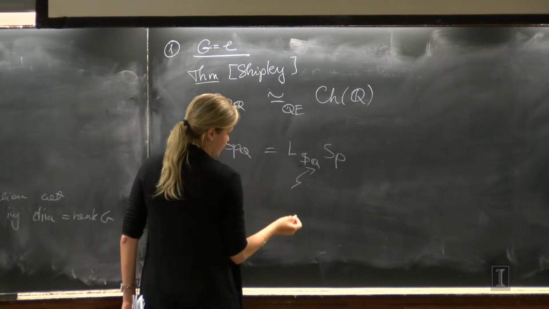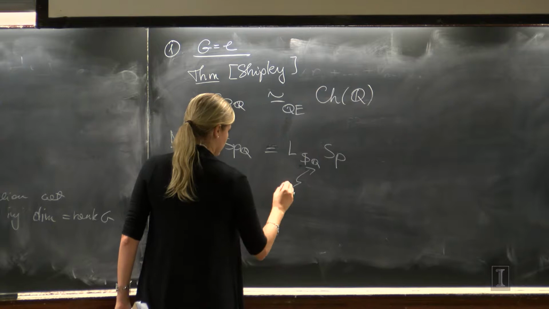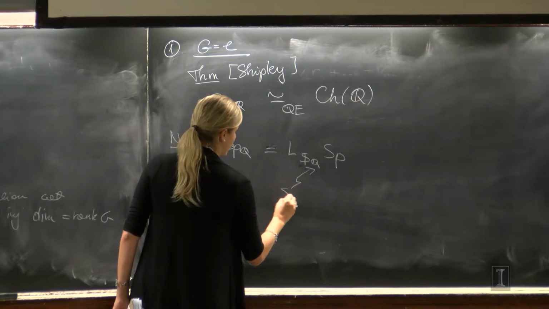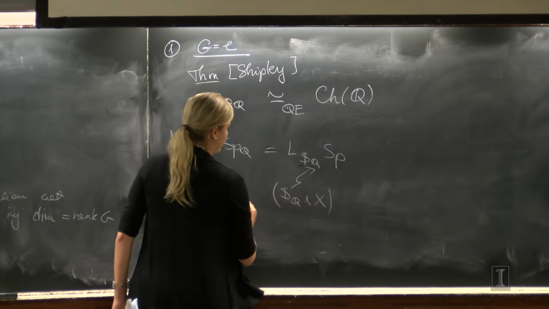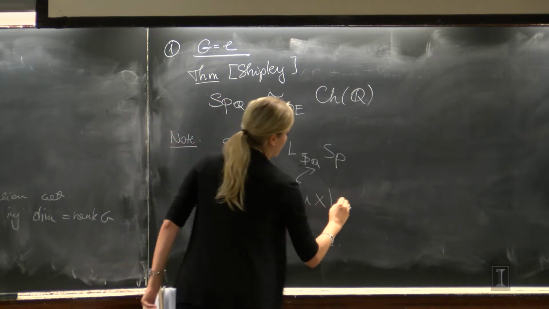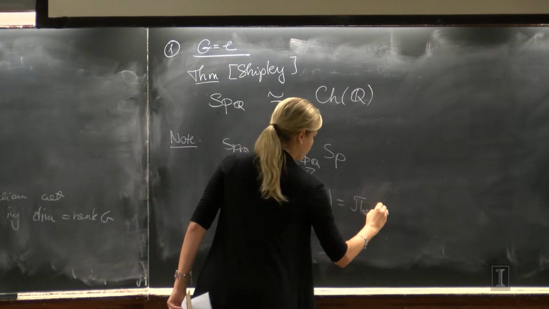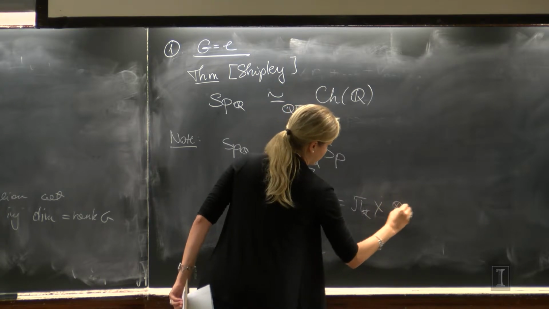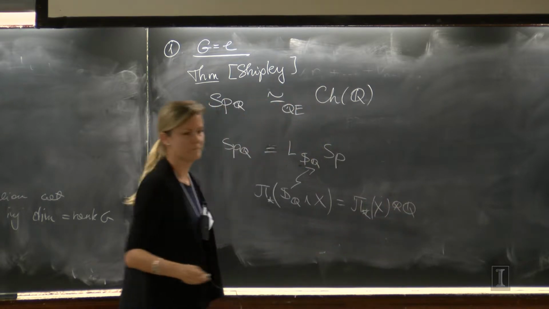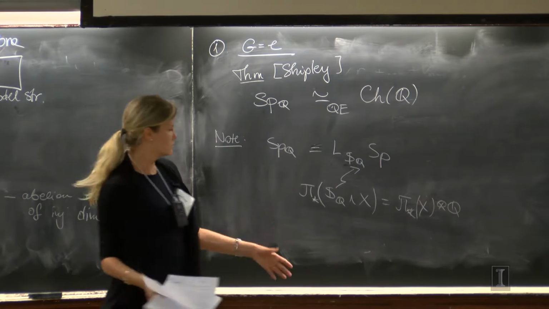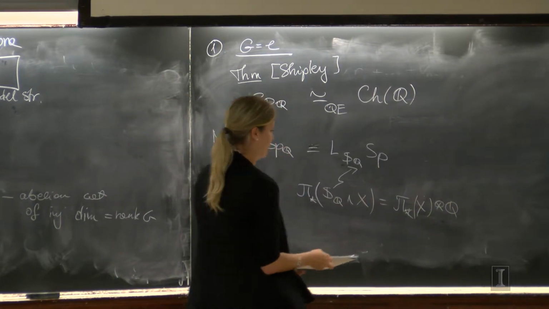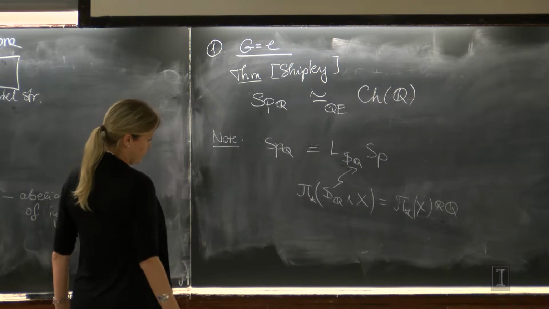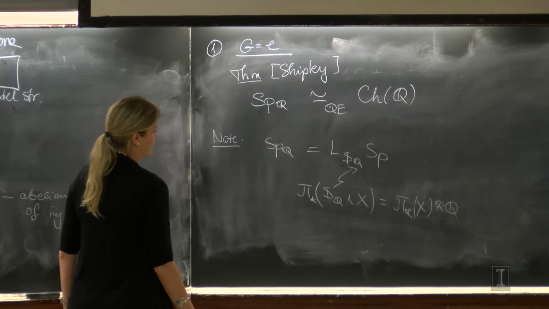So this is a gadget. This is a Moore spectrum for the rational numbers. So it has a property, this is the important thing, that if you smash anything with it and take homotopy groups, it's like you took the homotopy groups and tensored it with Q. Okay? So it really is tensoring your cohomology with Q. You're going to get cohomology theories with values in rational vector spaces.